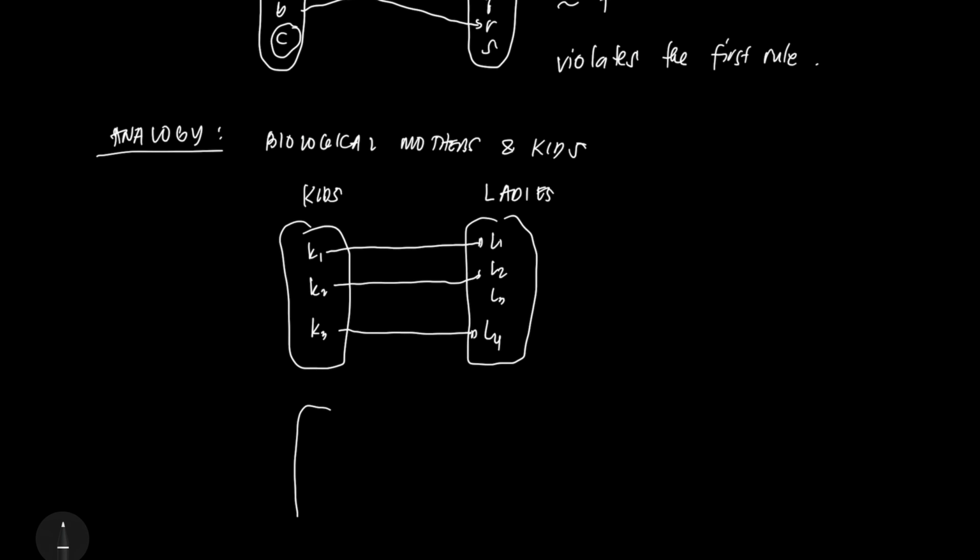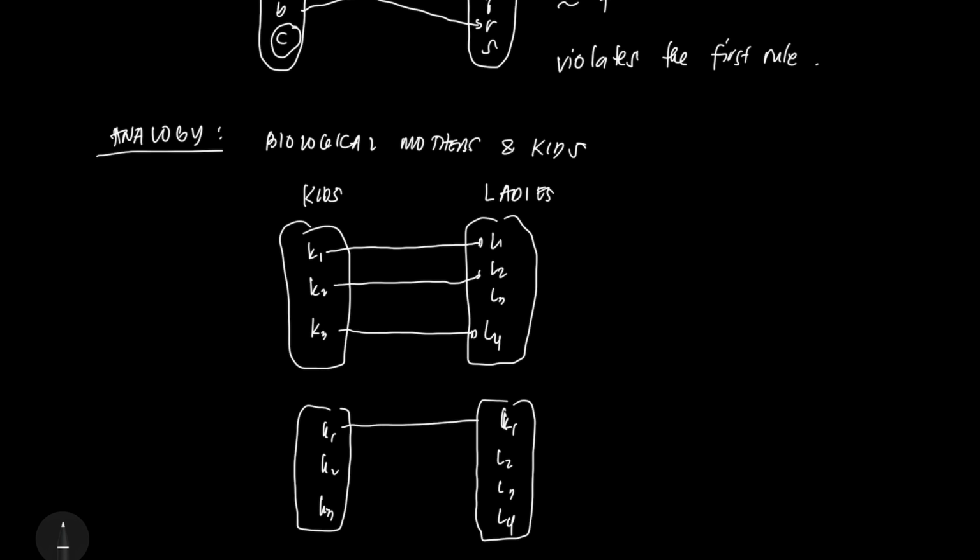However, if we have, say, kid 1, kid 2, kid 3, L1, L2, L3, L4, kid 1 is associated to L1 and kid 2 is associated to L2, and that's all, then this is not a function. Why? Because there is one kid here not associated to a mother. So it is impossible that there is a kid without a biological mother.